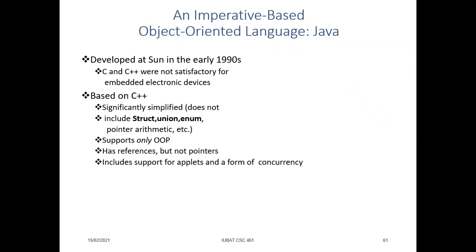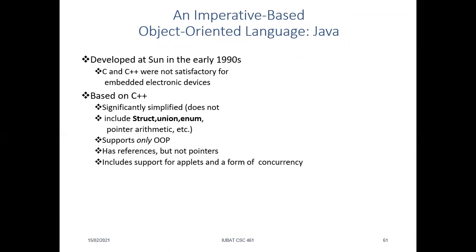Okay, now, even with all these problems, C++ still has some issues, then we had an imperative based object oriented language, that is Java. It was developed at CERN in 1919. So we're talking about 10 years after C++, that approach was taken. So C and C++ were not actually satisfactory for embedded electronic devices. Okay, so what they did was, not only for these embedded electronic devices, we wanted to make a programming language that is portable as well. Okay, that means one program that will run everywhere.